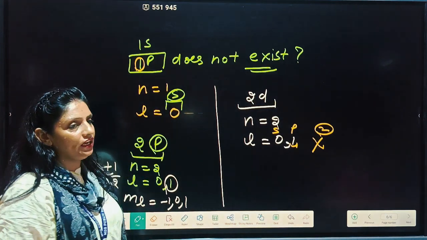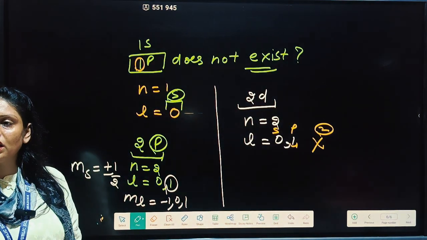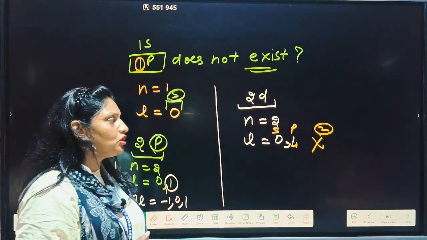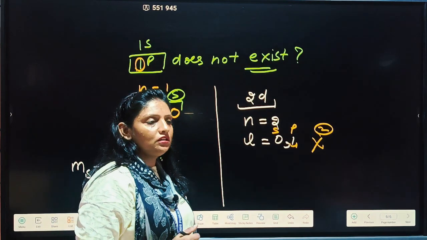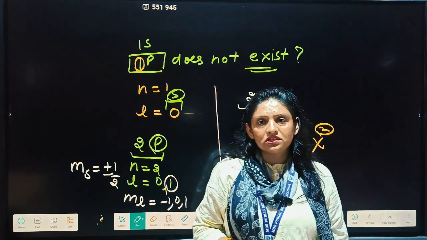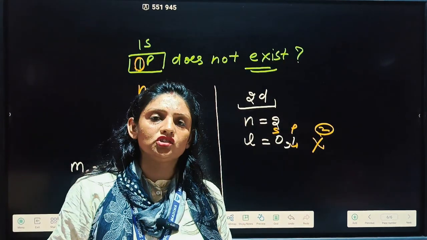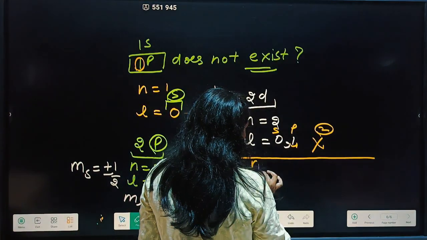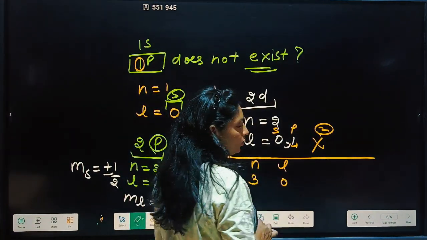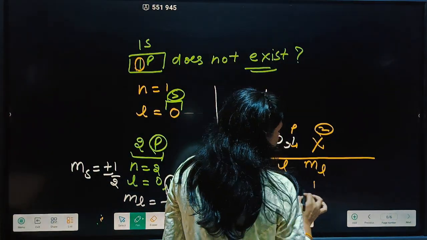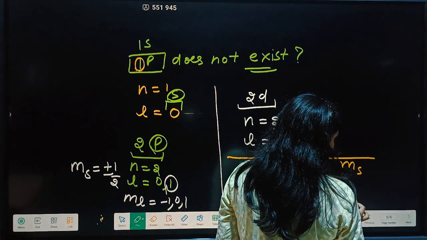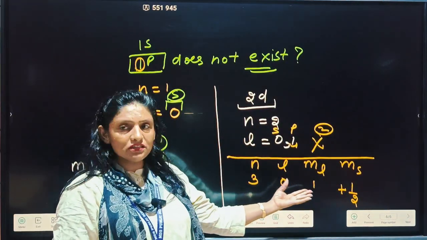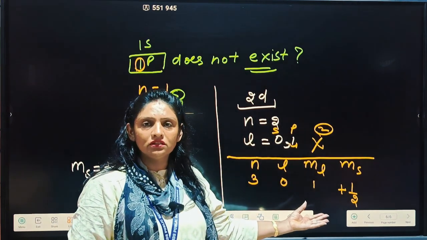Yes. So students, in this way you can tell about the quantum numbers for any orbitals. Clear or not? Sometimes a question can be asked in this way, which one is correct or which set of quantum numbers is not correct. Like students, if it is given, value of n is 3, value of L is 0, value of ml is 1, value of ms is plus half. So it exists or not? Tell me, it will exist or not? No.